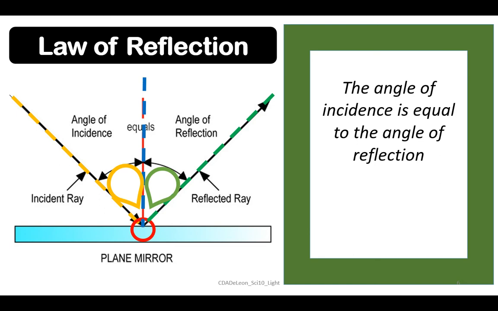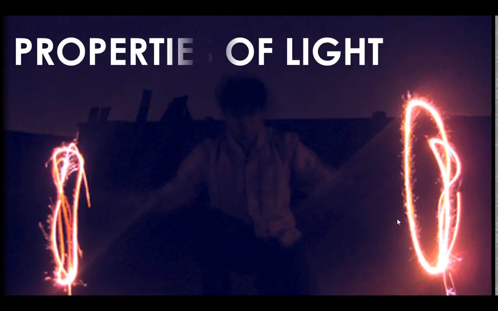So the law of reflection: the angle of incidence is equal to the angle of reflection. In mathematical representation, we use the sign theta. So the angle of incidence is equivalent to the angle of reflection.